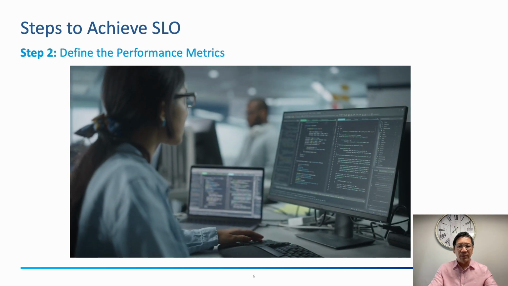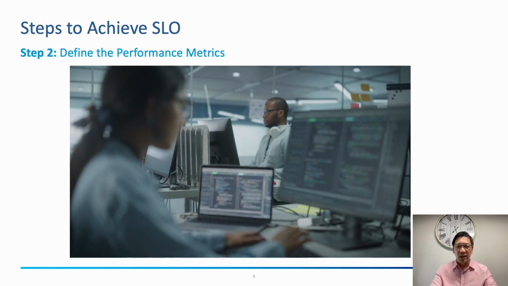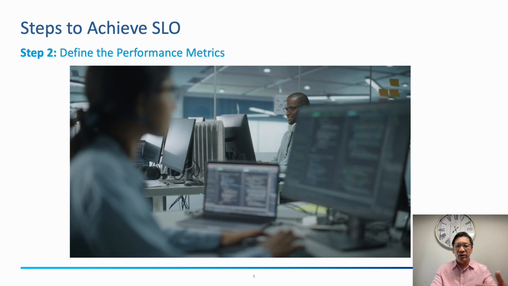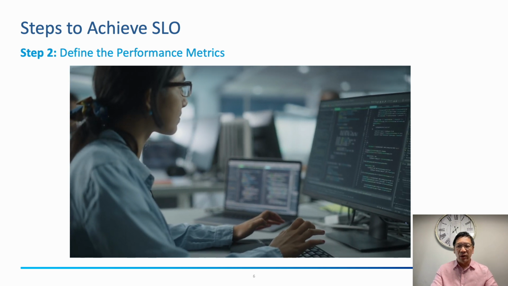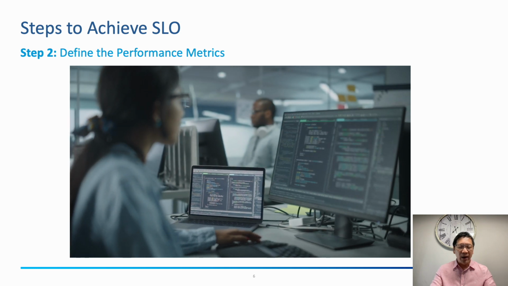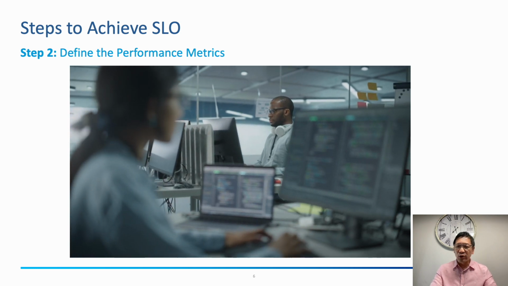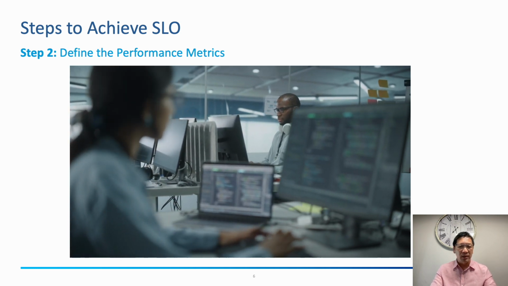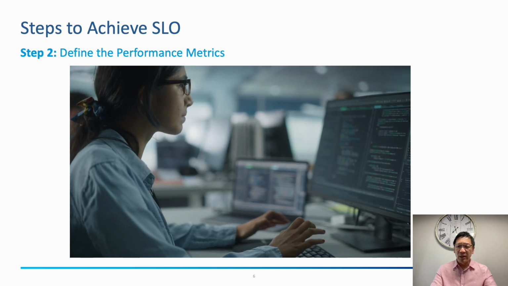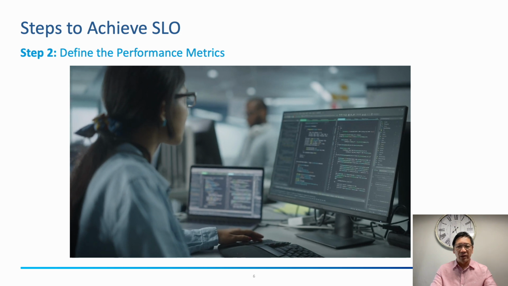The second step is to define the performance metrics. These metrics are used to measure the performance of the network services and determine whether it meets the service level objectives. The performance metrics you define should be specific, measurable, and relevant to your business needs. These metrics can include availability, latency, throughput, and error rates.